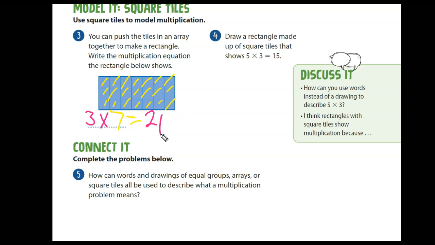Now for number 4, can you draw your own tiles? So you need to make squares together, put them together, right? So what I would do, it says draw your rectangle. Okay, I'll do that. Here's my rectangle. Then it says, draw a rectangle made up of square tiles that show 5 times 3 equals 15. So how many squares am I going to need total? 15. I'm going to need 15.